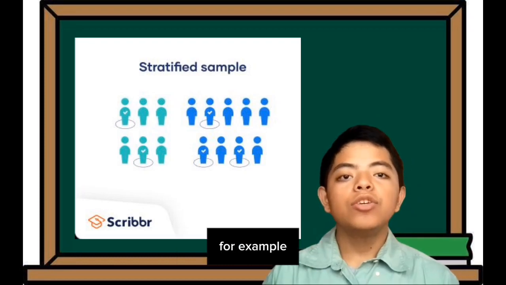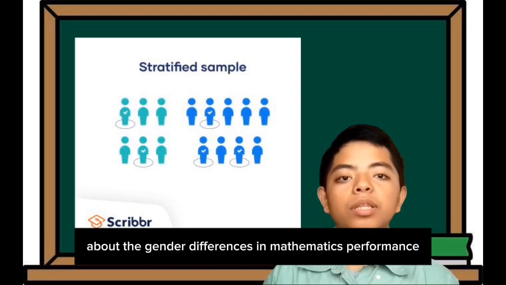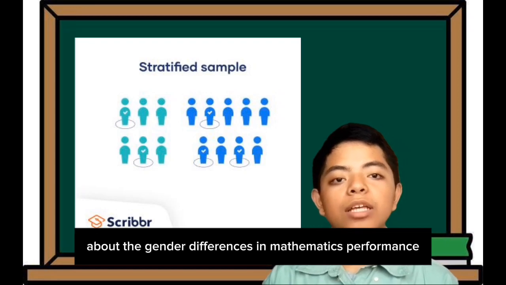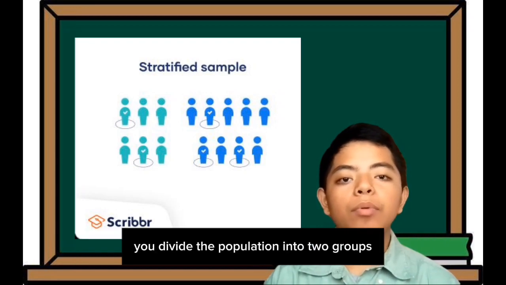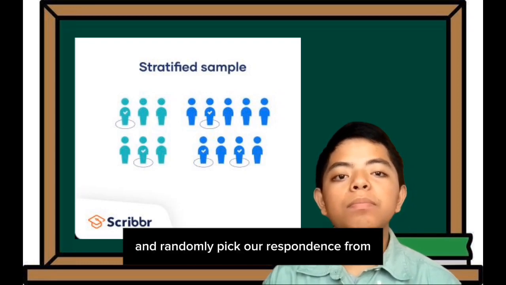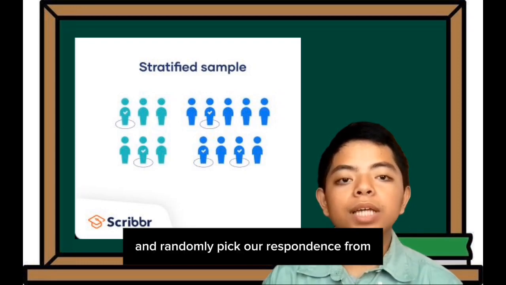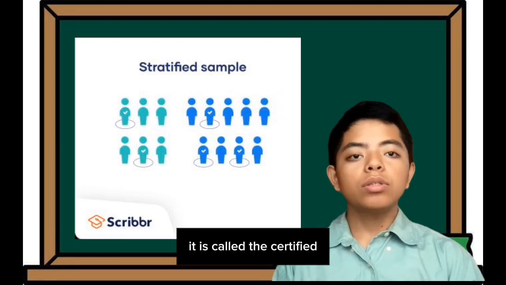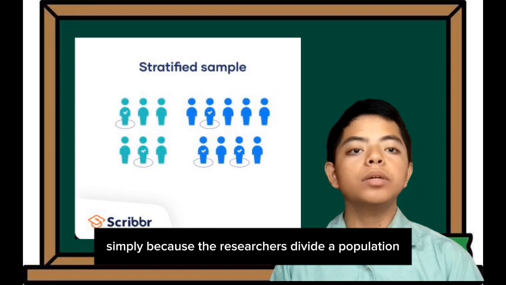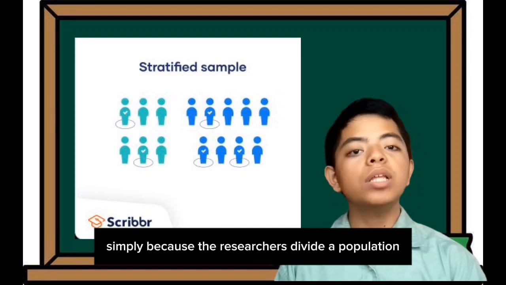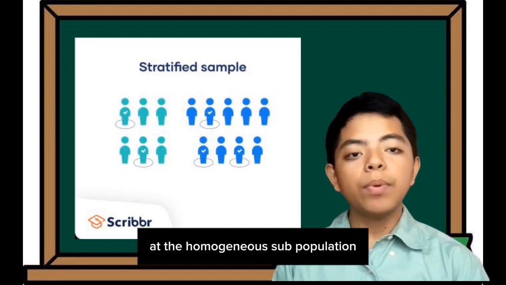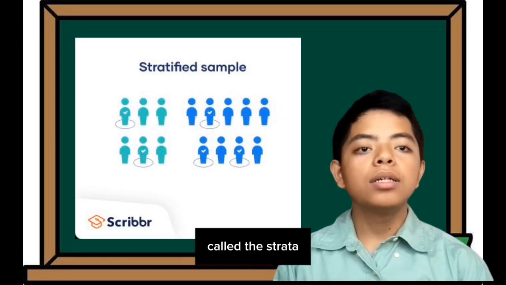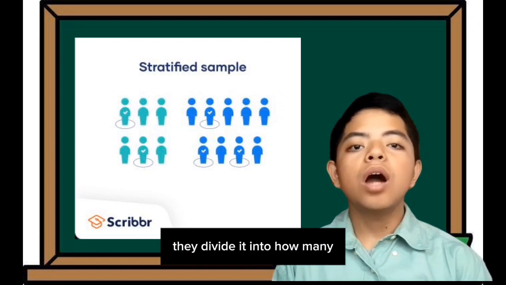For example, you wish to make a comparison about the gender differences in mathematics performance. You divide the population into two groups, male and female, and randomly pick respondents from each of the genders. It is called stratified sampling because the researchers divide a population into homogeneous subpopulations called strata. They divide it into how many?